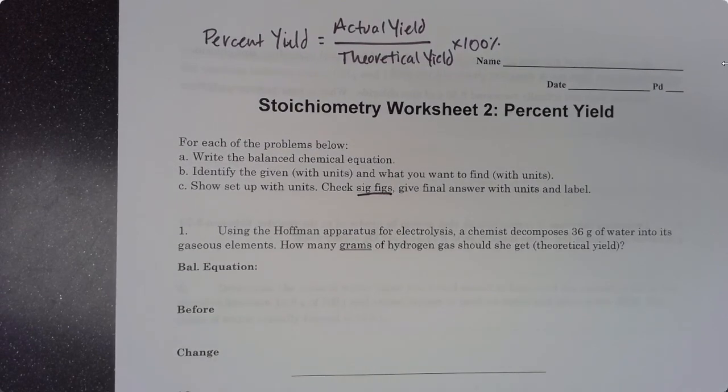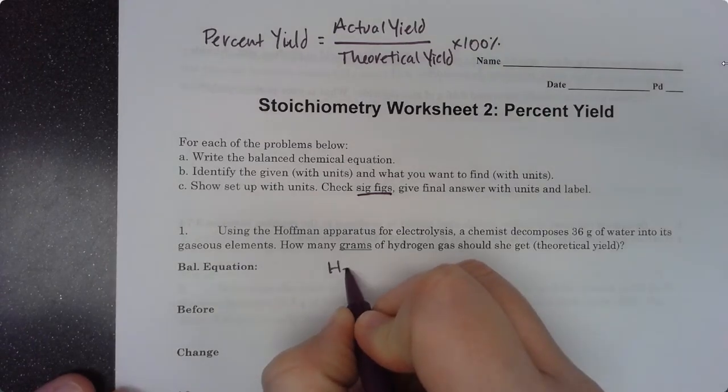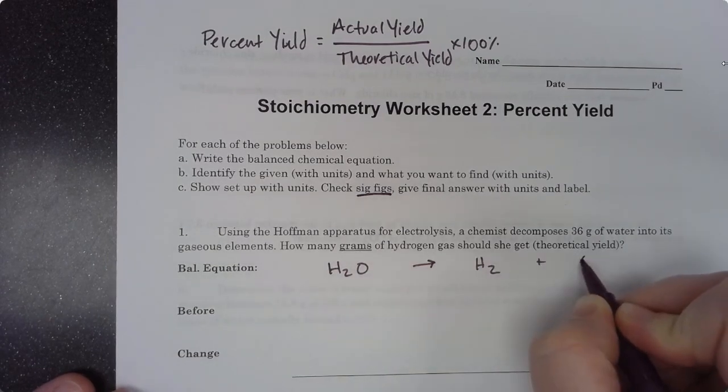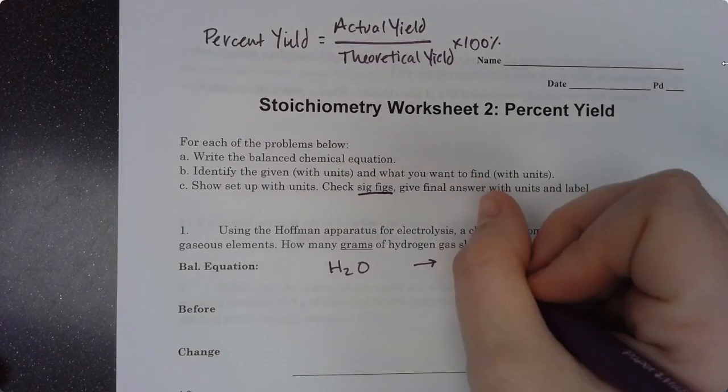All right, so the first problem. Using the Hoffman apparatus for electrolysis, a chemist decomposes 36 grams of water into its gaseous elements. How many grams of hydrogen gas should she get? Theoretical yield. Okay, so our equation is water, H2O, and we're going to break it down into hydrogen gas and oxygen gas. Is this balanced? I have no idea. No. We're going to need 2 of those.